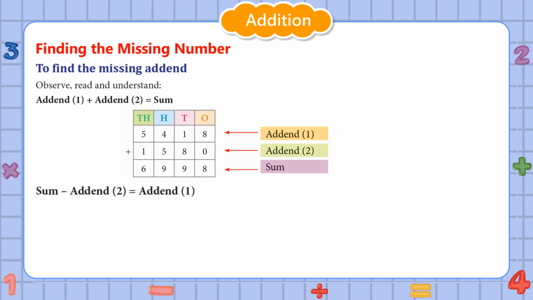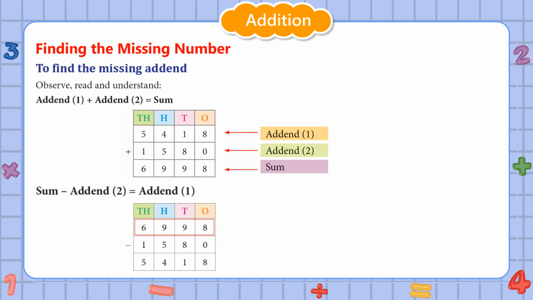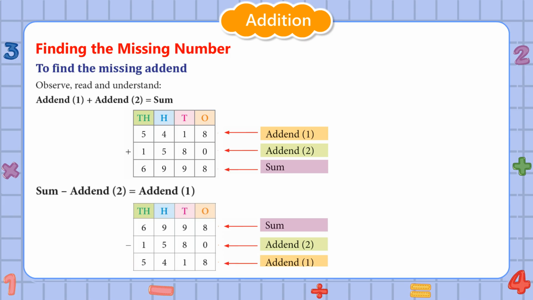Sum minus addend 2 is equal to addend 1. 6998, that is the sum, minus 1580, that is addend 2, is 5480, that is addend 1.